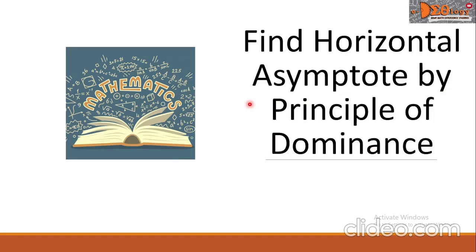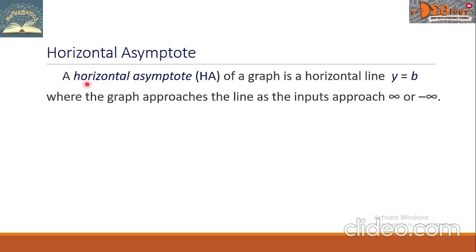Hi everyone! In this video, we're going to find horizontal asymptote by principle of dominance. Let us define horizontal asymptote. A horizontal asymptote, denoted by HA, of a graph is a horizontal line y equals b, where the graph approaches the line as the inputs approach infinity or negative infinity.